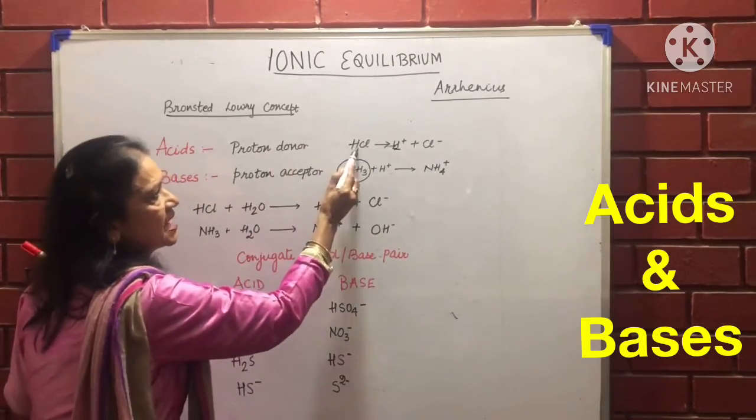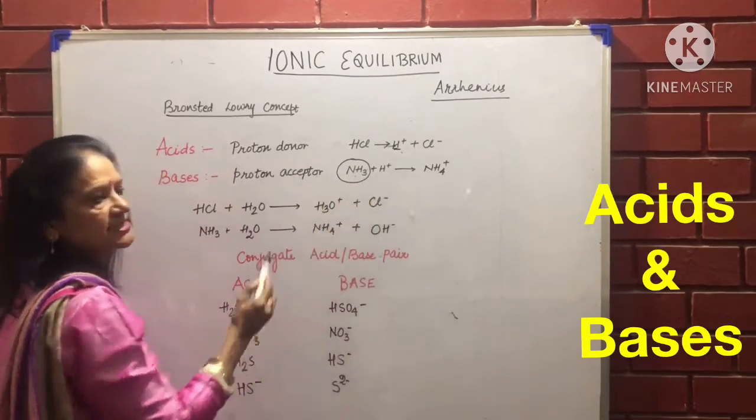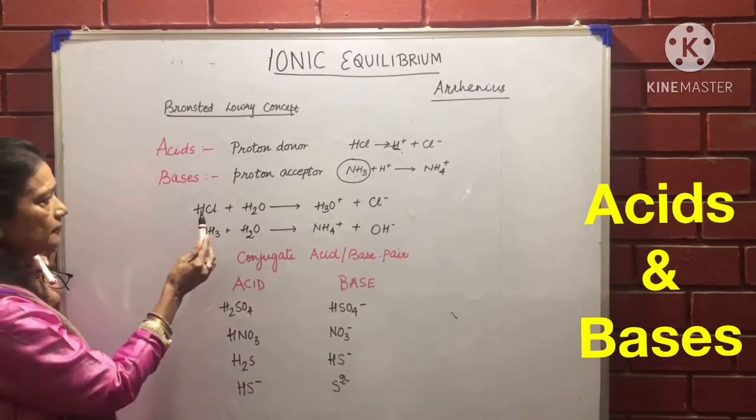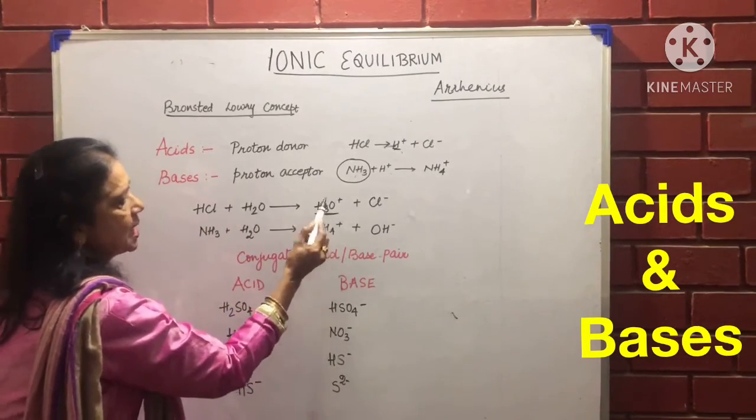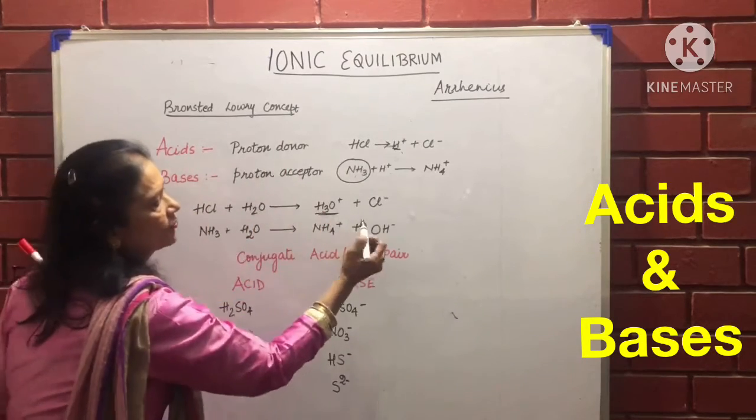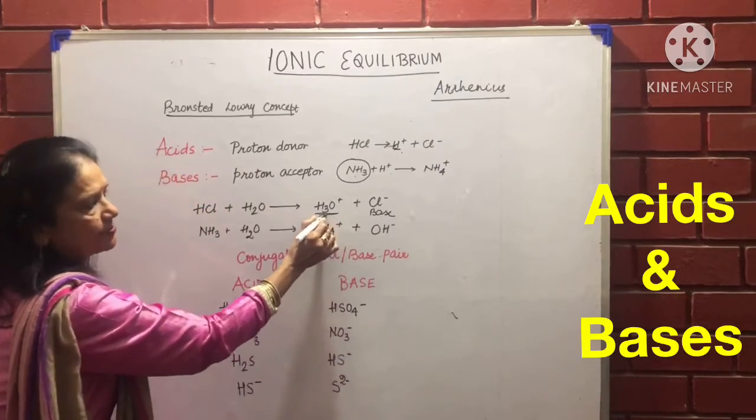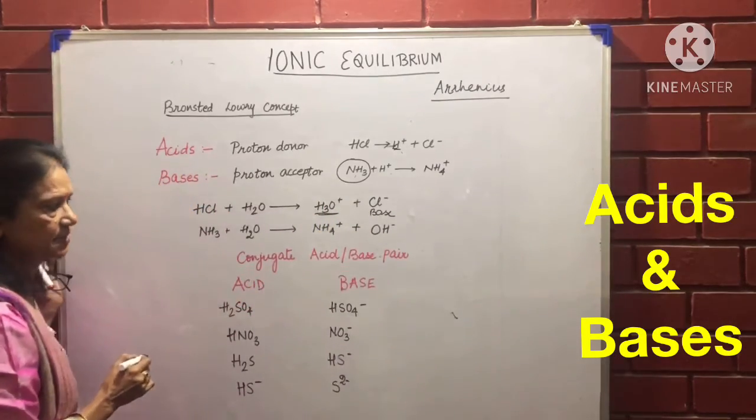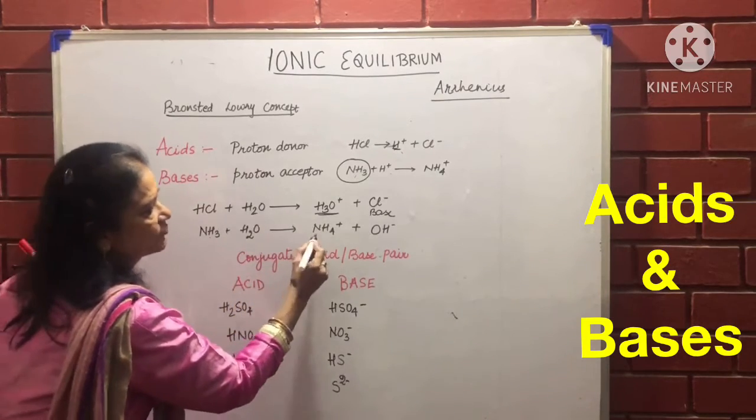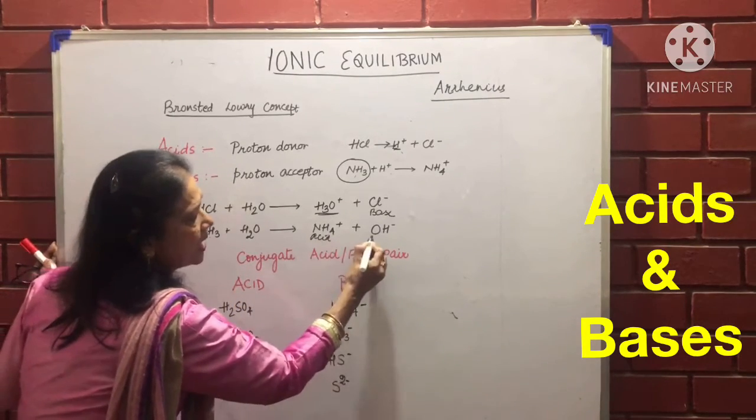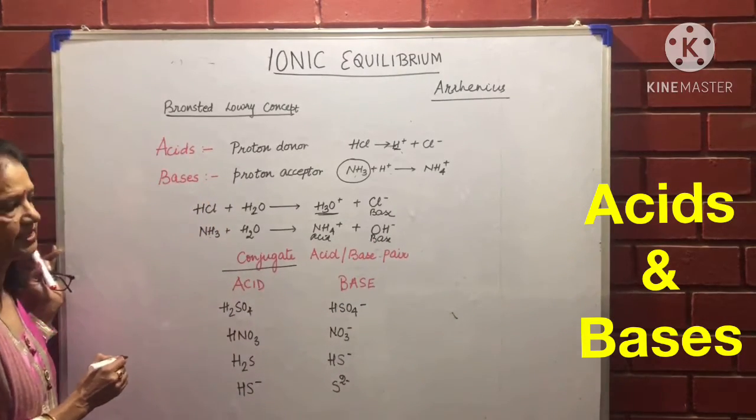So HCl is an acid because it gives out a proton. Ammonia is a base because it accepts that proton. Acid on adding with water gives you hydronium ion. The other part of it is called the base. So this is the acidic part and chloride is the basic part. Similarly, when I say ammonia reacts with water and gives you NH4, this is the acid part and this is the base part, which is called a conjugate acid and base pair.